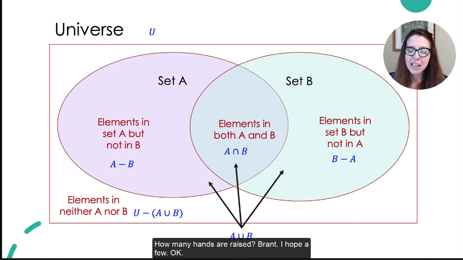And then finally, elements that are in neither A nor B, it's the universe minus everything found in any of A or B.